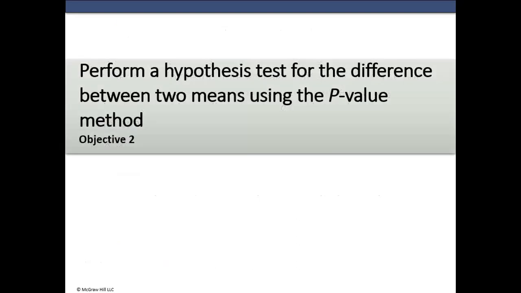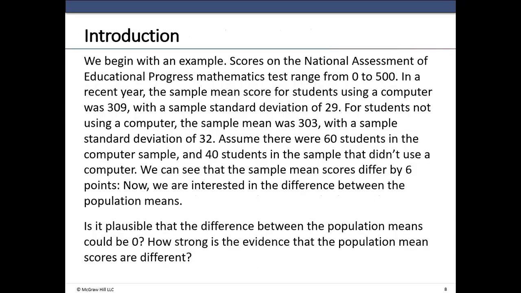Perform a hypothesis test for the difference between the two means using the p-value method. We begin with an example. Scores on the National Assessment of Educational Progress mathematics test range from 0 to 500. In a recent year, the sample mean score for the students using a computer was 309 with a sample standard deviation of 29. For students not using a computer, the sample mean was 303 with a sample standard deviation of 32.